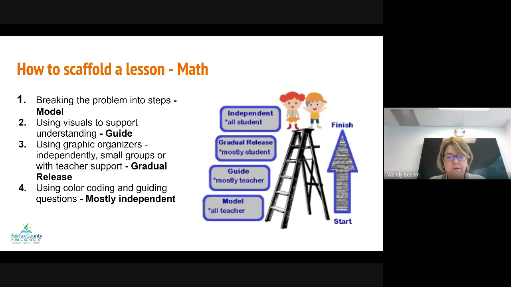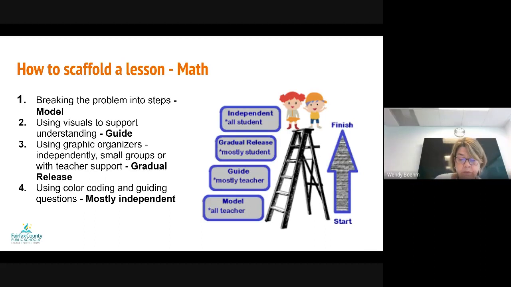Okay, now we're going to talk about how to scaffold a lesson in math. And we're going to use this model to help us as we break down the lessons. If you'll notice the bottom of the model, the first thing we're doing is breaking the problem into steps. The second step is to use visuals to support understanding, which is our guide. Third, we could use graphic organizers independently, in small groups, or with teacher support, and this would be our gradual release. Finally, using color coding or guiding questions, we can make the activity mostly independent.